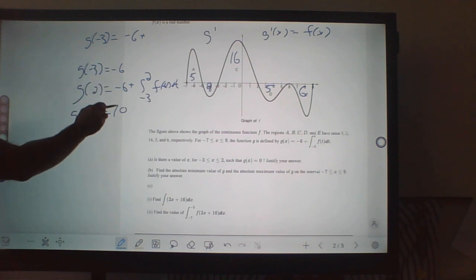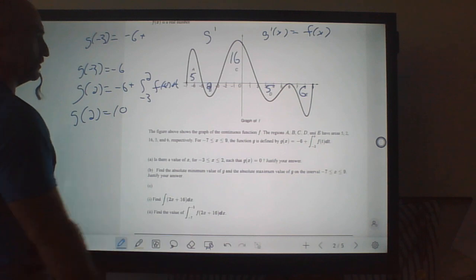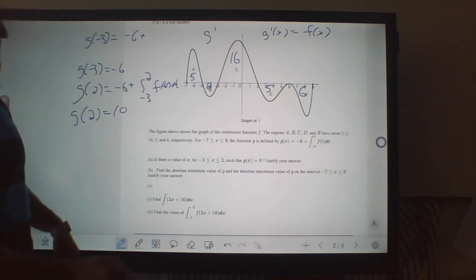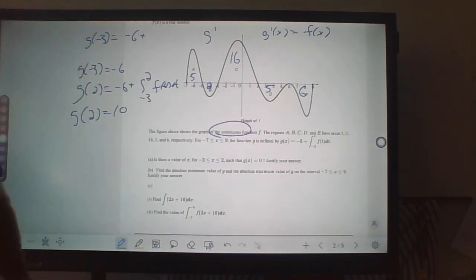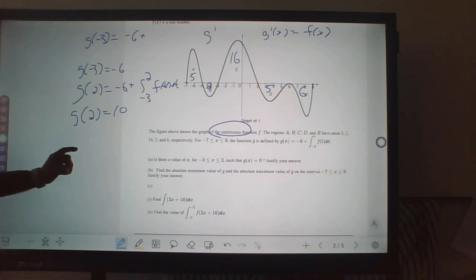All right, so that's great. G of negative 3 is less than 0. G of 2 is greater than 0. So that means as long as this function is continuous, the IVT will guarantee that we have at least one value of g of x that it equals 0.